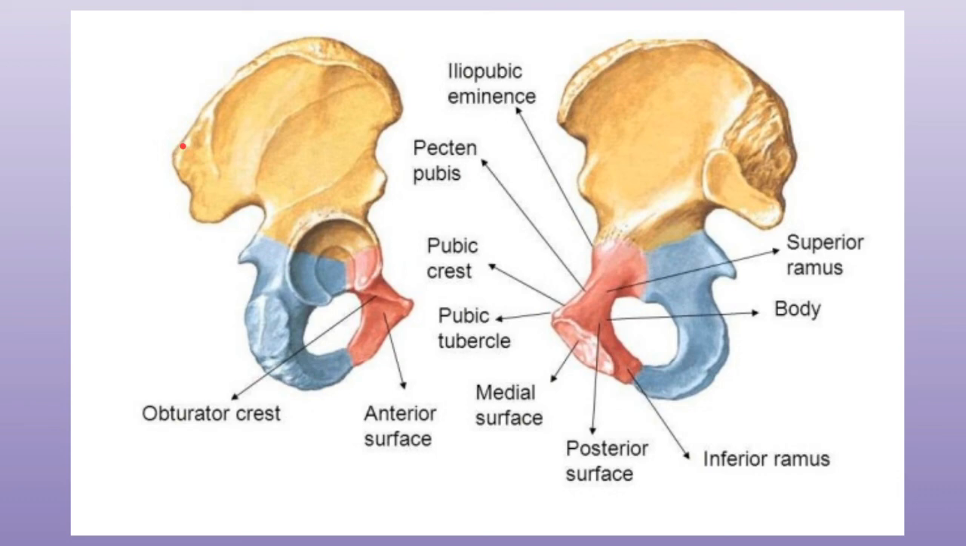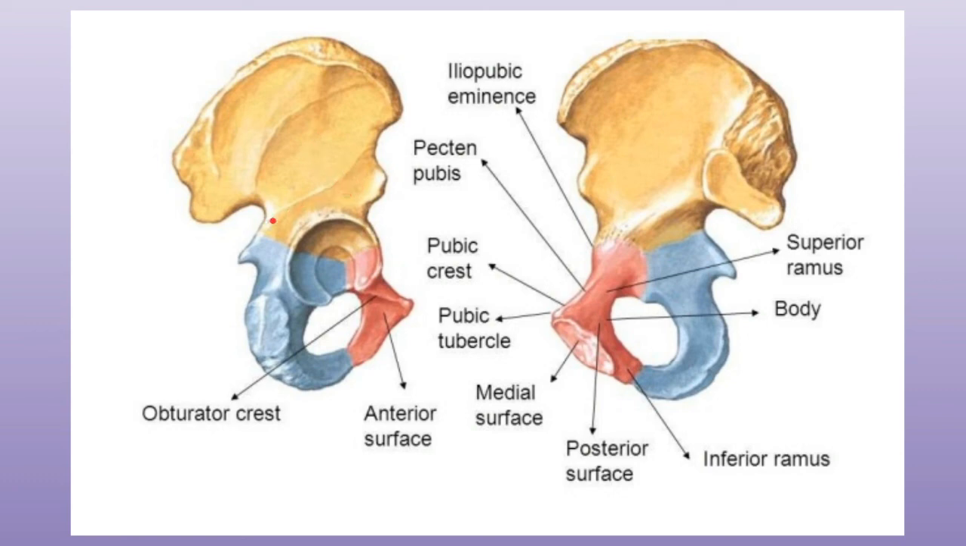Now next are the attachments of the gluteal surface. Over here it is very simple, just remember that there are three gluteal lines: the posterior gluteal line, the anterior gluteal line and the inferior gluteal line. The gluteal muscles attach at this gluteal surface. Behind the posterior gluteal line there will be attachment of the gluteus maximus muscle. Between the posterior gluteal line and the anterior gluteal line there will be attachment of the gluteus medius muscle, and between the anterior gluteal line and the inferior gluteal line there will be attachment of the gluteus minimus muscle. So gluteus maximus, gluteus medius and gluteus minimus.